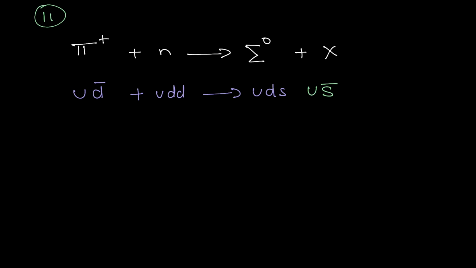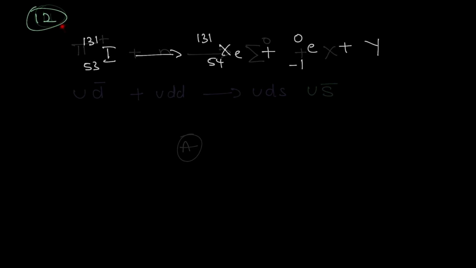And let's look at down. Do we have down here? We've got down and anti-down, so that cancels out. Down, anti-down and down cancel out. We've got down here and we've got down here. So therefore, that's what X is. X is up anti-strange, and that is A. So that's A.